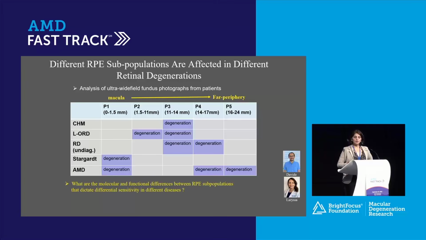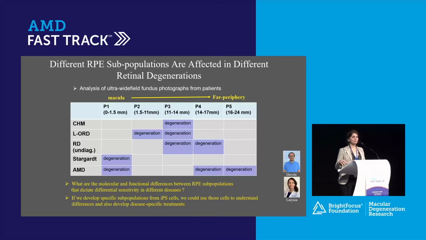So it led us to think there must be some molecular and functional differences between these RPE populations that dictate these differential sensitivities in different diseases. So we were like, what if we are able to make these populations in a dish? It will allow us to study the disease better, and also it will help us to have disease-specific treatments.